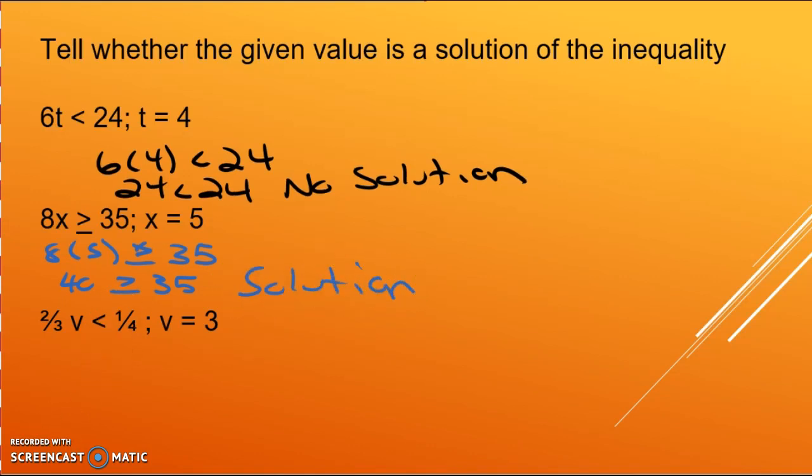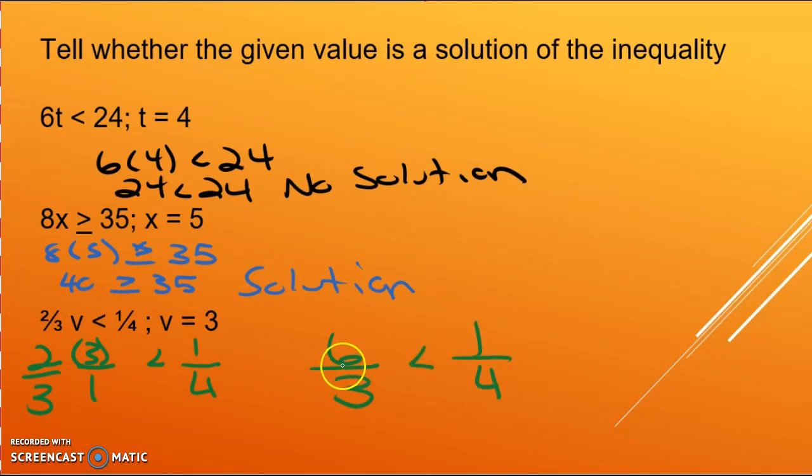For our last one, let me use a different color, we have 2/3 v is less than 1/4 when v equals 3. We're going to plug in 3 for v here. Now, we really know when we're multiplying, this is 3 over 1, so 2 times 3 is 6. 3 times 1 is 3, less than 1/4. We know that we can reduce 6 over 3 down just to 2. And since 2 is not less than 1/4, we would say no solution again.